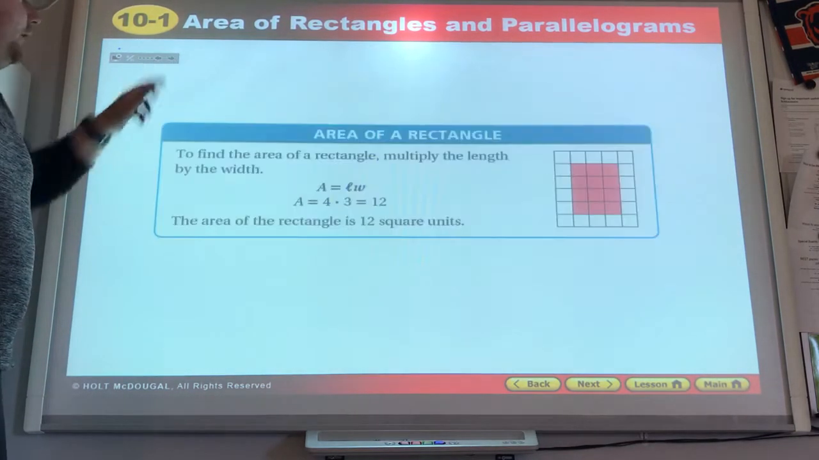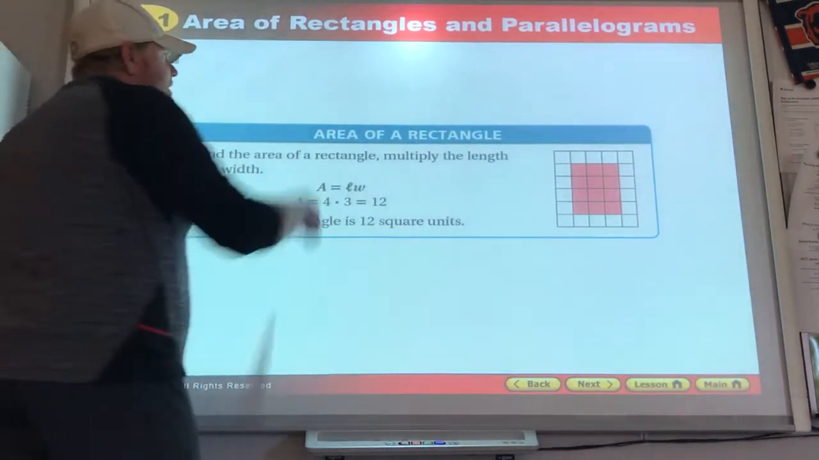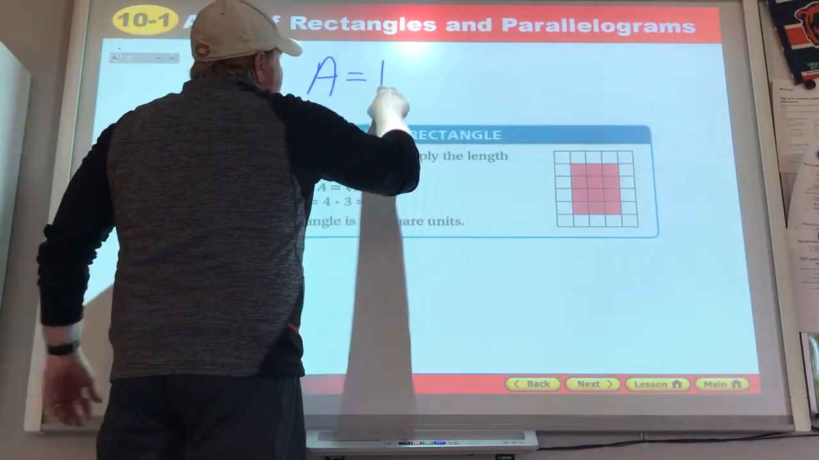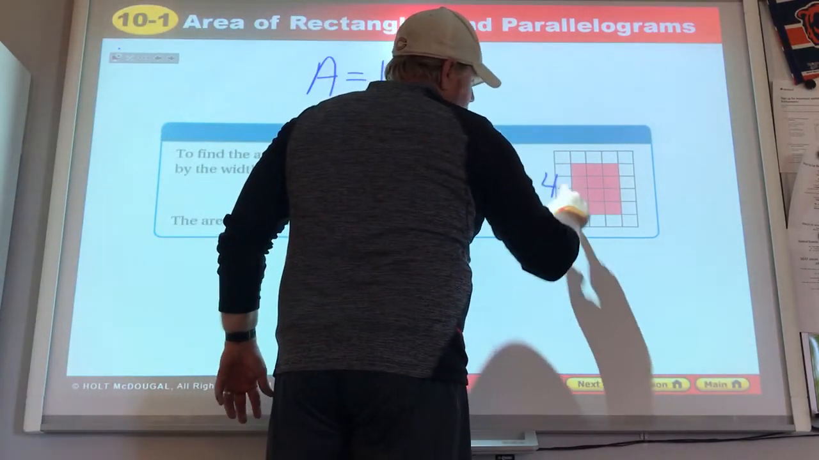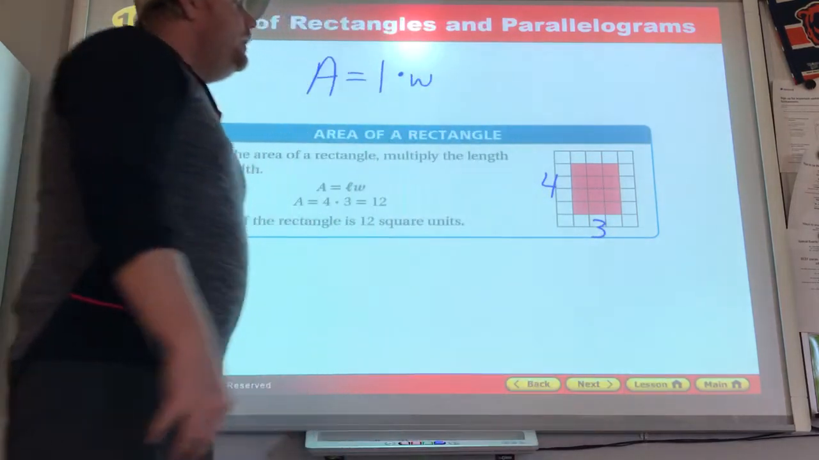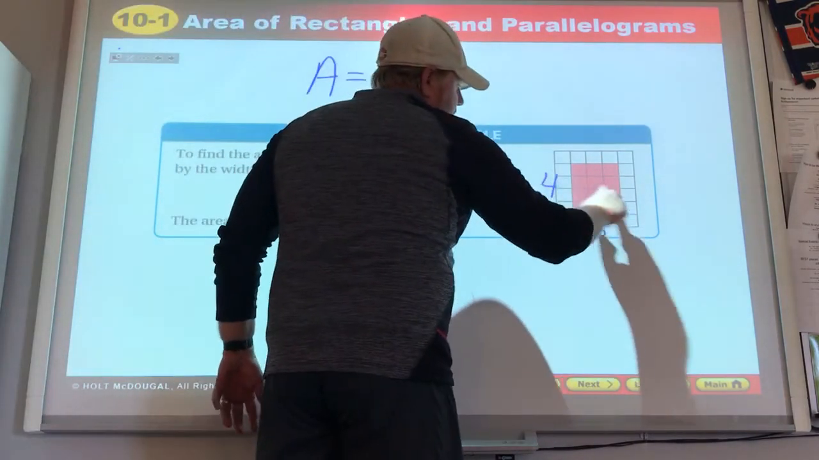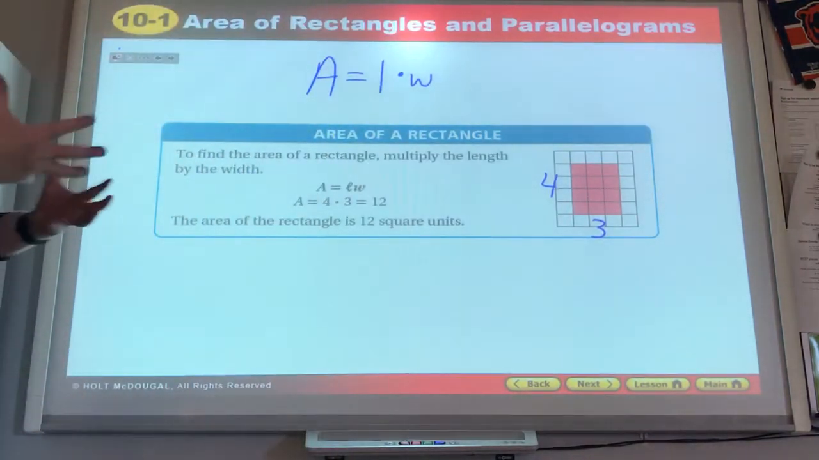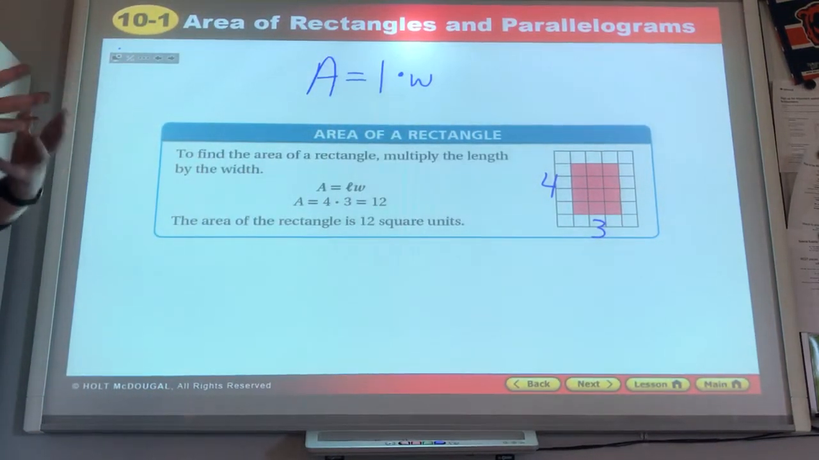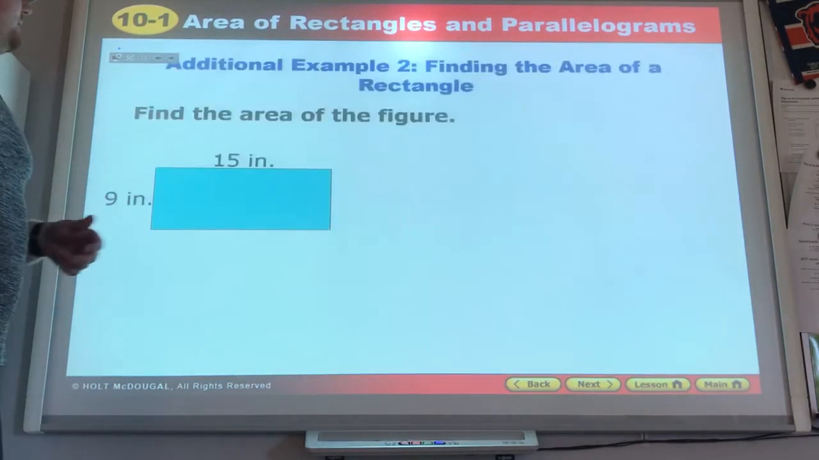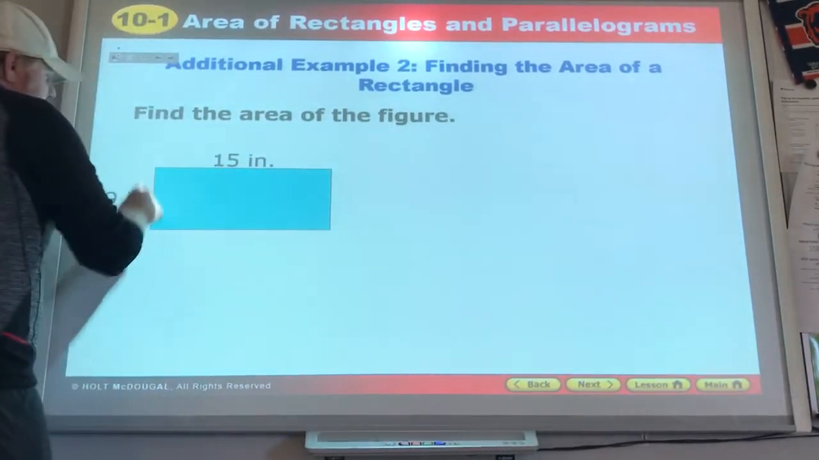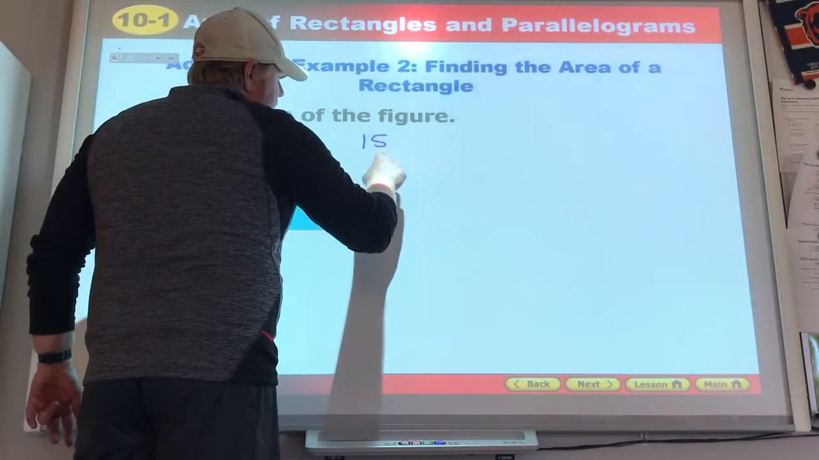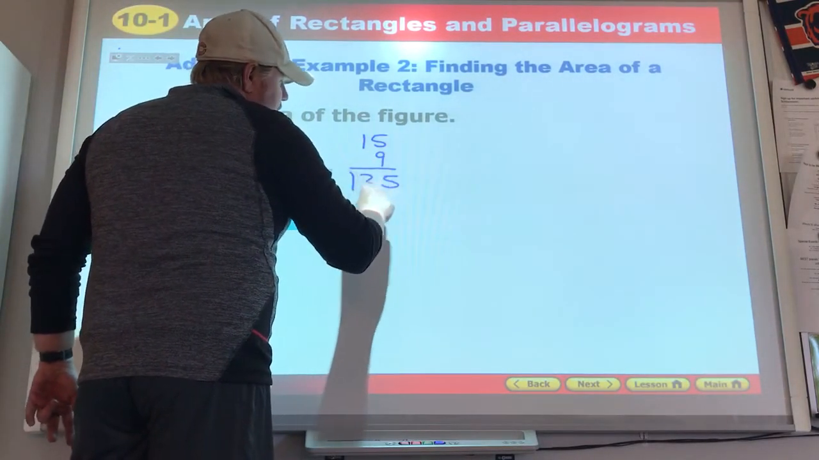Okay, now, the area for a rectangle is length times width. If this one's 4 long, 3 wide, 4 times 3 gets us 12. That's the area. That's how many squares it takes to cover that figure that is 4 by 3. So when we look at this, 15 times 9, because that's length times width, 15 times 9 is 135.